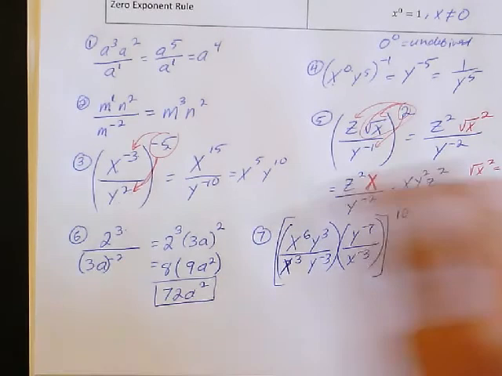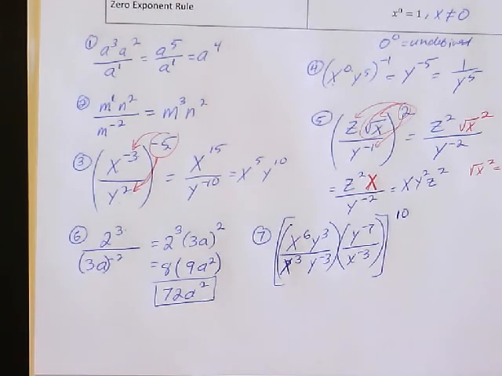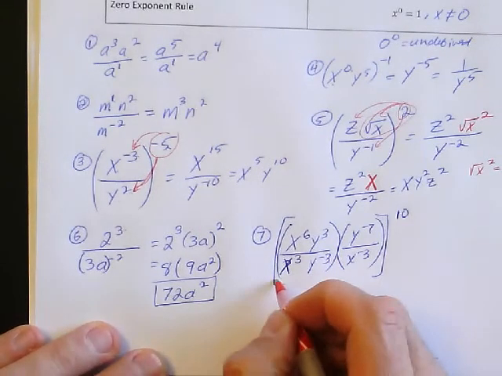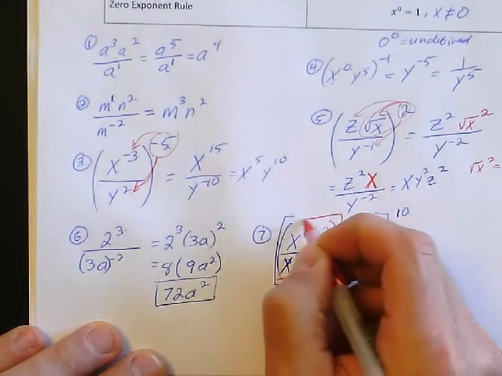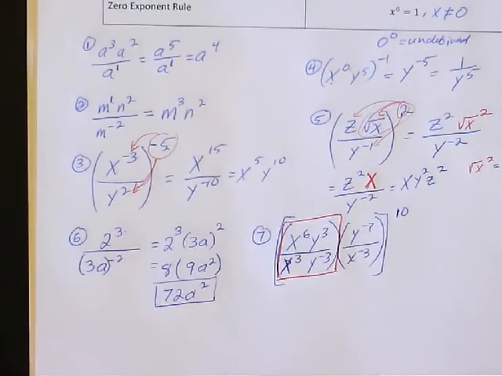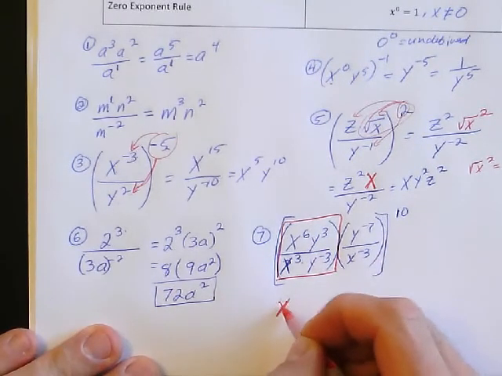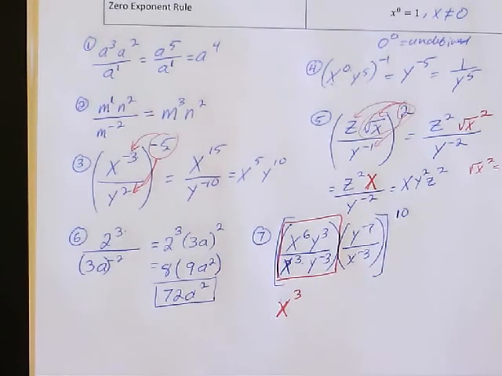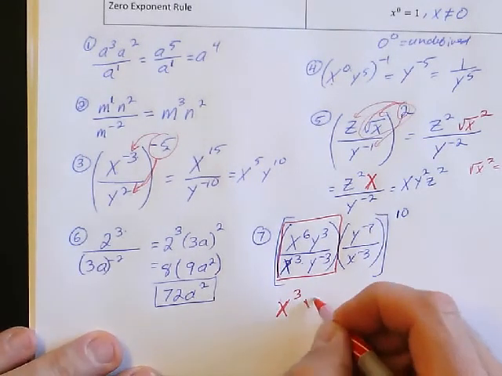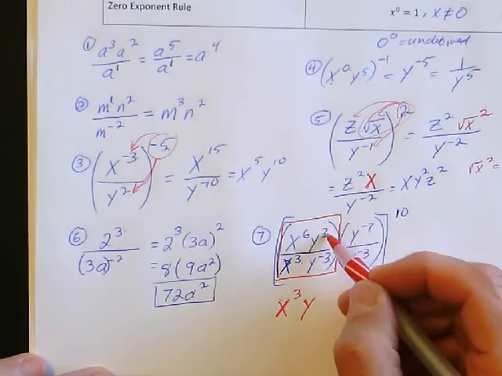So my advice to you is, rather than looking at this and going into complete panic mode, break it down, all right? Do smaller chunks first, okay? And that's just something that's a good life lesson overall. I'm going to tackle just what's in here first. All right, so we have x to the 6th over x to the 3rd. That's going to simplify to x to the 3rd.